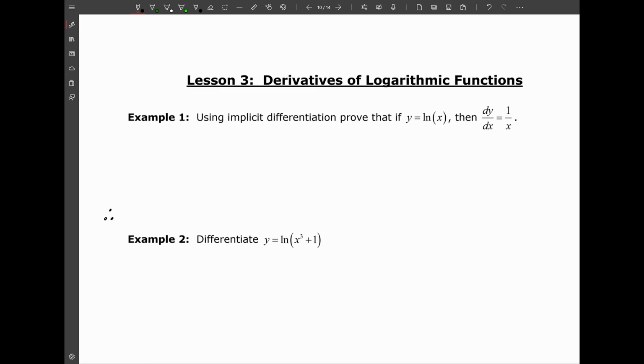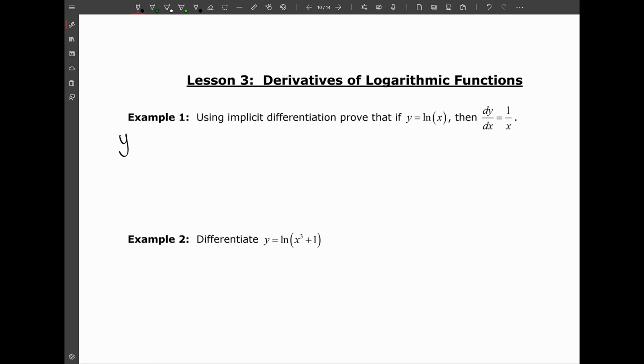All right, everybody, let's dive in with lesson 3, derivatives of logarithmic functions. So we're going to be using implicit differentiation to prove that if y is equal to ln of x, the natural logarithm of x, then dy/dx is 1 over x. A very, very important piece of information.